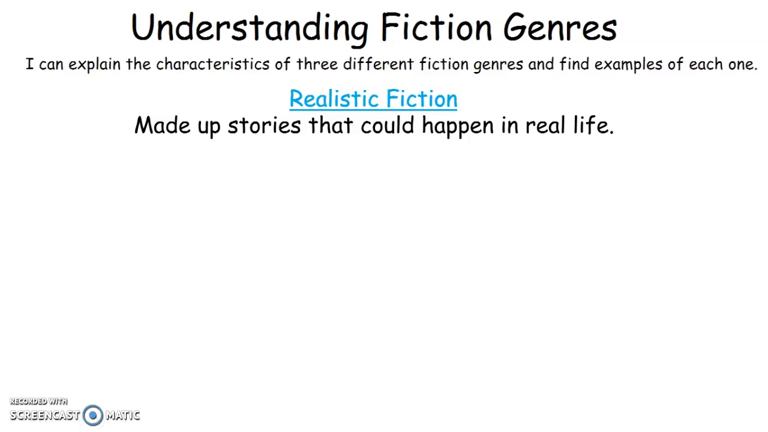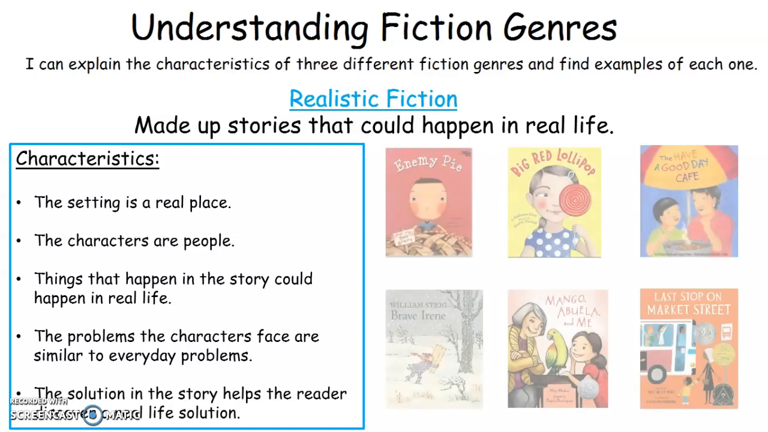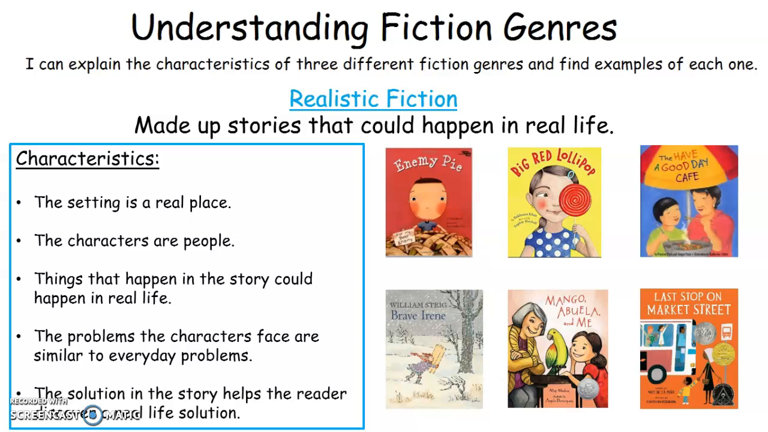These are made-up stories, but that could happen in real life. Some of the characteristics of this genre are that the setting is a real place, the characters are real people, the things that happen in the story could happen in real life. The problems the characters face are similar to everyday problems, and the solution in the story often helps the reader discover a real-life solution. Here are some pictures of examples of realistic fiction books that we've read.